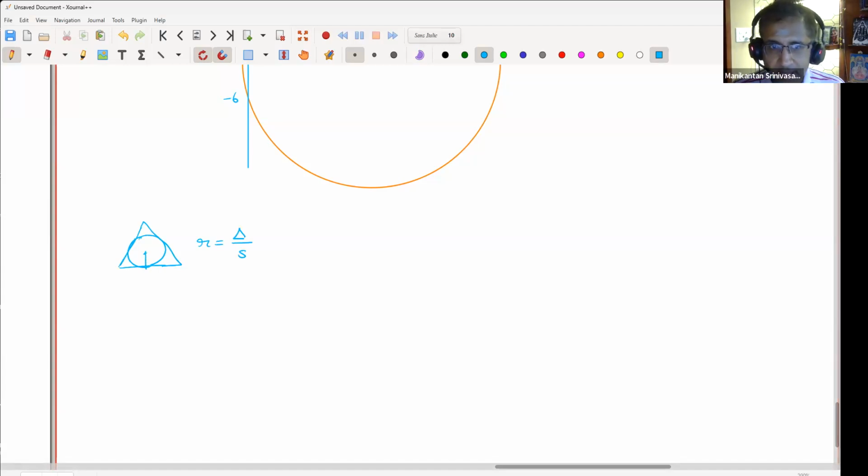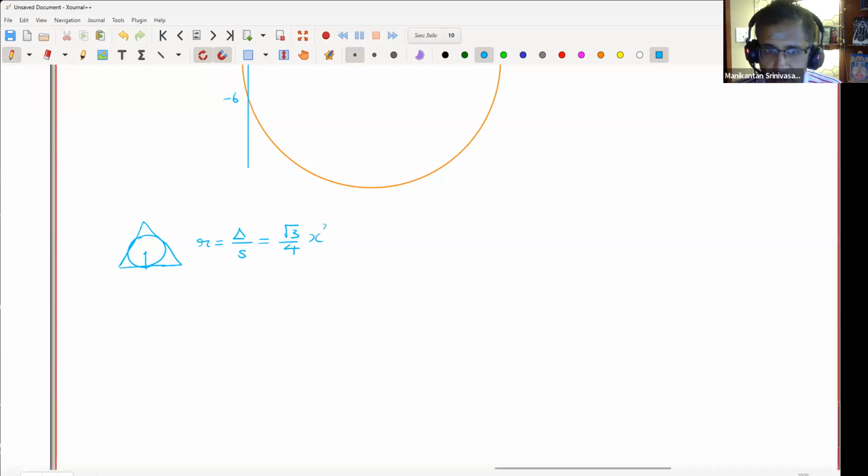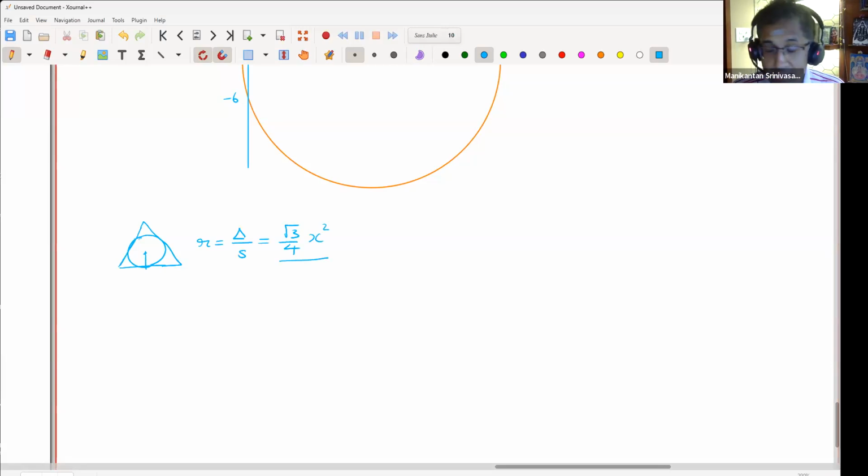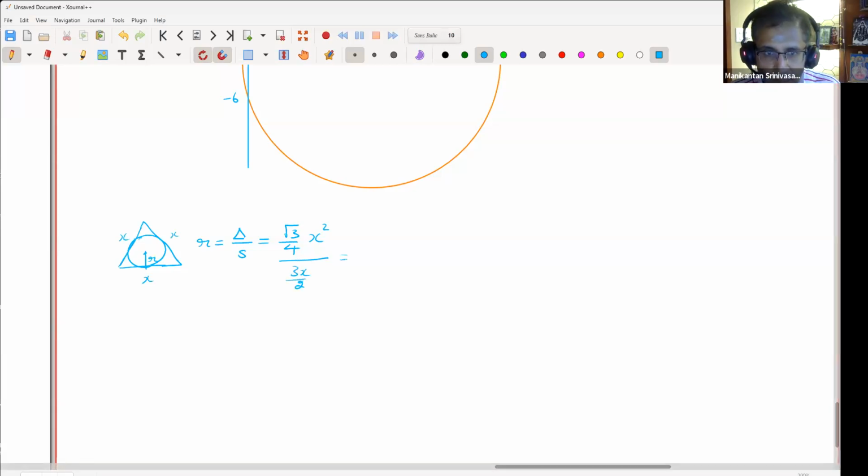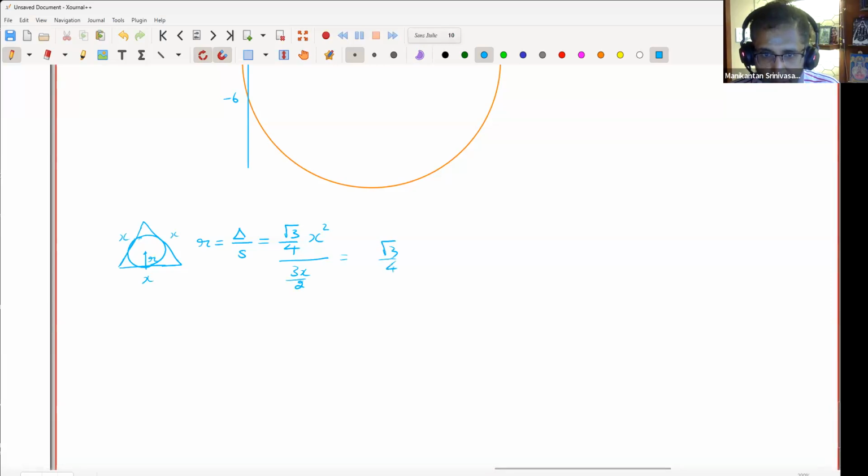Now, in this case, it's an equilateral triangle. For an equilateral triangle, what is the area? √3/4 times side square. I'm calling x the side. √3/4 times x square is the area, and the semi-perimeter is x plus x plus x divided by 2. So this is x, this is x, this is x, and this is my r. So this is 3x by 2. So what does this simplify to? √3/4 x square into 2 by 3x.